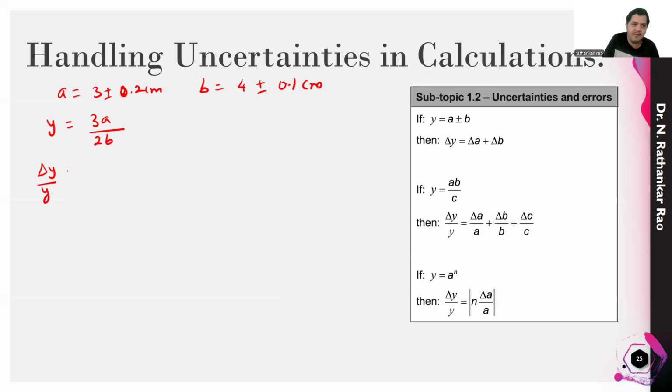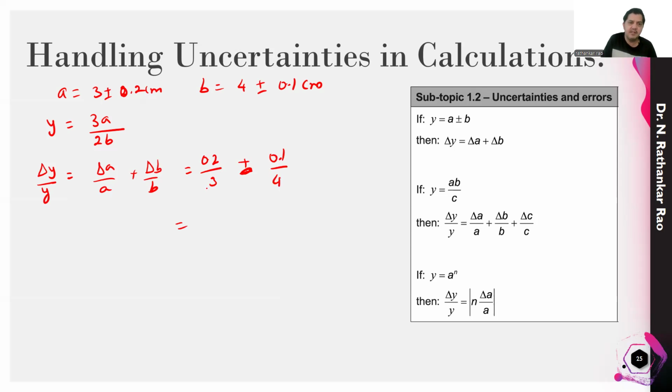See, delta y by y is equal to delta a by a plus delta b by b. What happens to the values of 3 and 2? Ignored, because these are all constants, so they do not change. Just take the variables over here. And now what is delta a? Delta a is 0.2. What is delta b? It is 0.1. Not plus or minus, but plus over here: 0.2 divided by 3 plus 0.1 divided by 4.